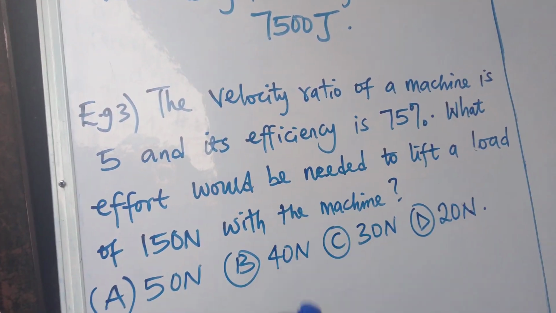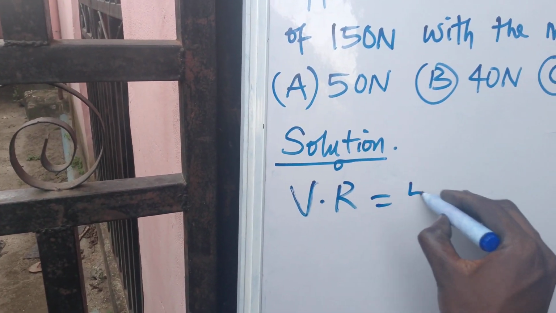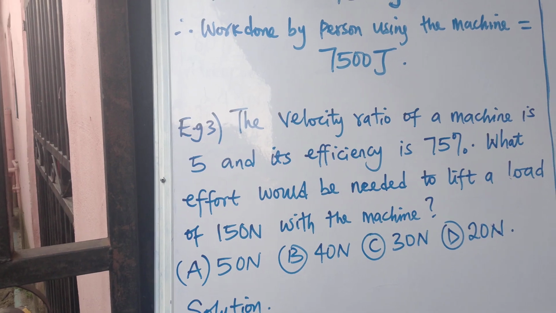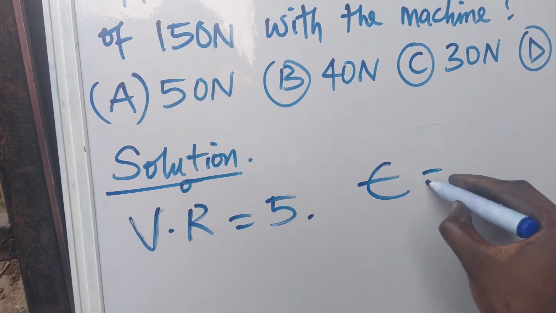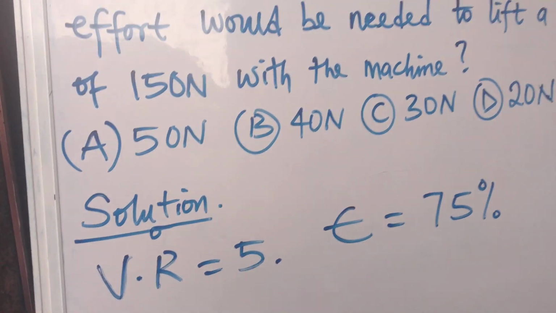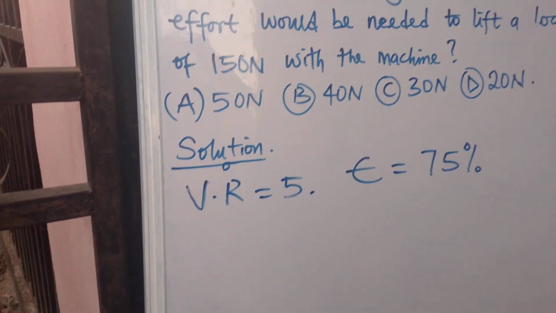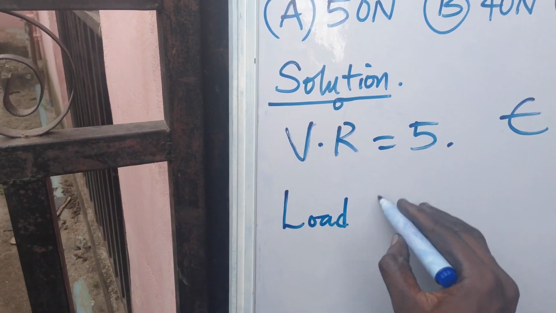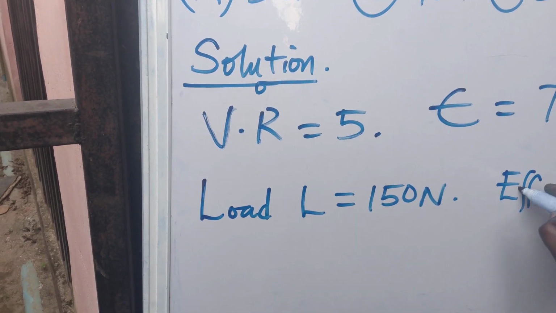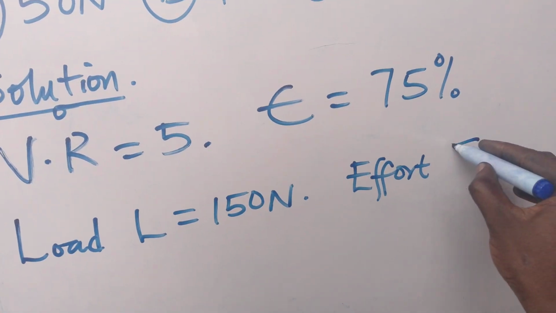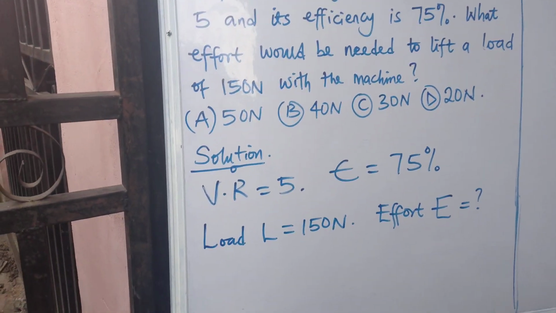So let's look at the first statement. The velocity ratio of the machine is 5. Velocity ratio VR is equal to 5, and its efficiency is 75%. What effort would be needed to lift a load of 150 Newton? The load is equal to 150 Newton, and then the effort is unknown. The effort E is not given to us. That's what we are to find. Now, let's solve that quickly.